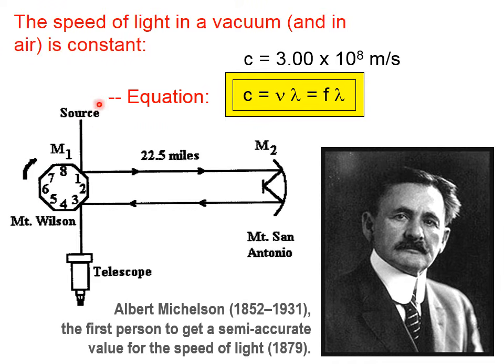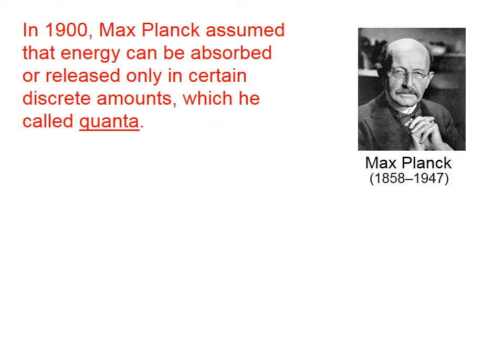the source of light, which is at the top here, would hit this mirror, move to the right 20-some miles, hit the curved mirror, hit the flat mirror, hit the curved mirror, come back and hit this octagonal mirror, and then we could see it through this viewing telescope. And the rate of rotation coupled with the distance allowed Michelson to come to within 99% of the current accepted value of the speed of light. Pretty ingenious experiment.